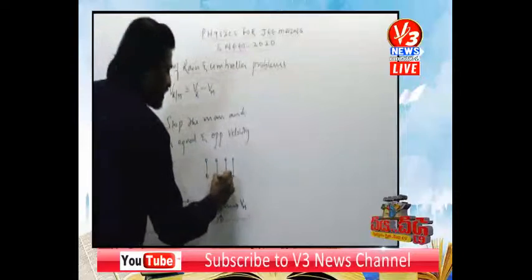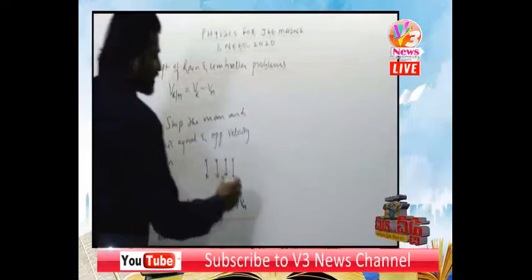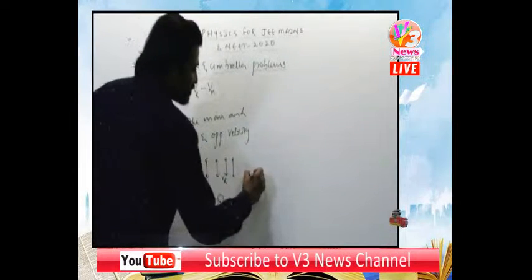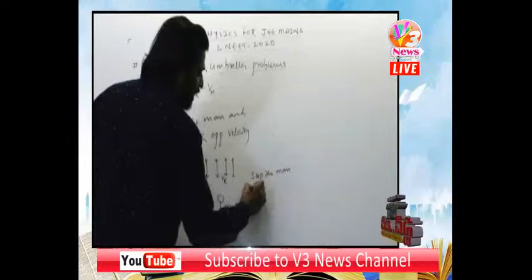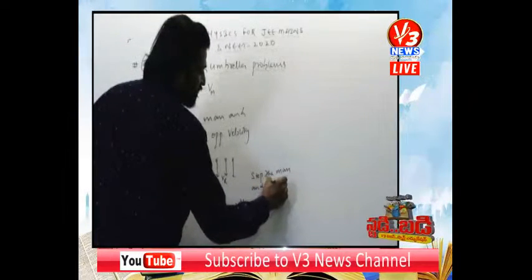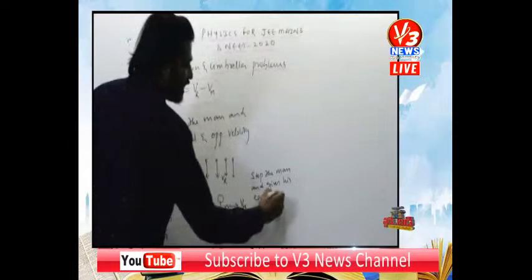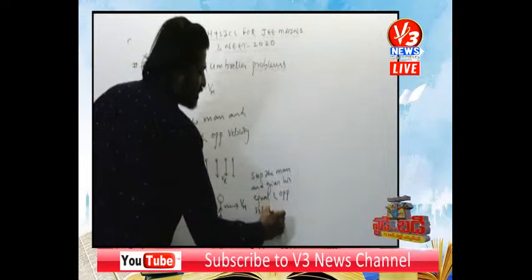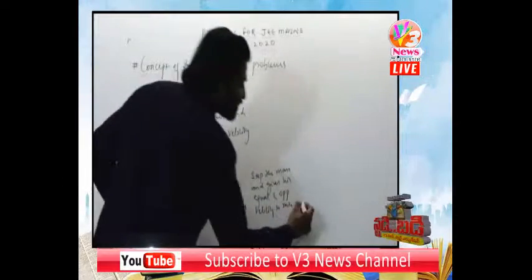Now the velocity of the rain is in the downward direction. As he is moving in the front direction, as I told you, stop the man and give his equal and opposite velocity to the rain. So what I am doing right now is stopping the man and giving his equal and opposite velocity to the rain. Now I am writing the same situation.